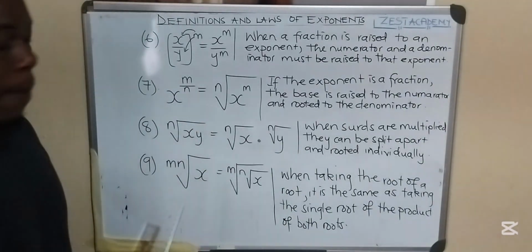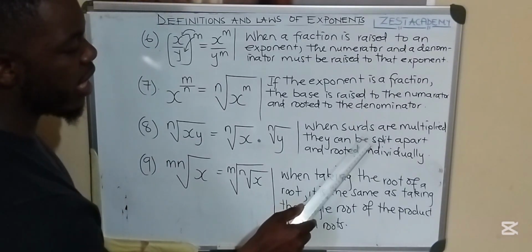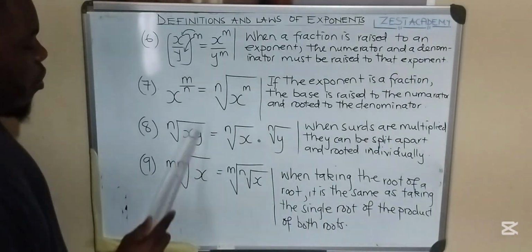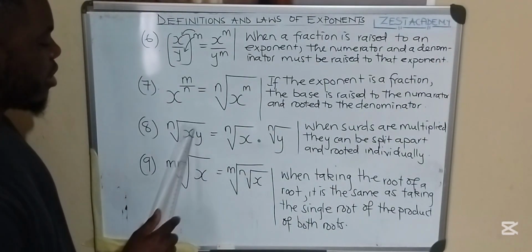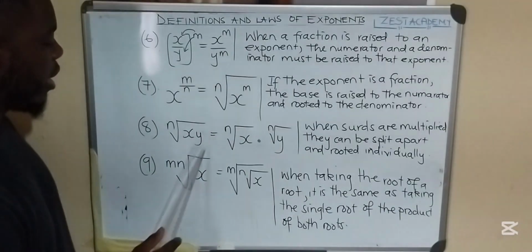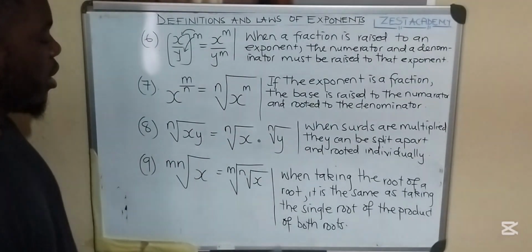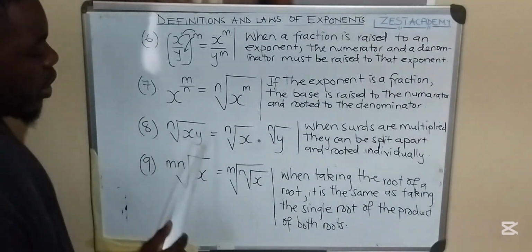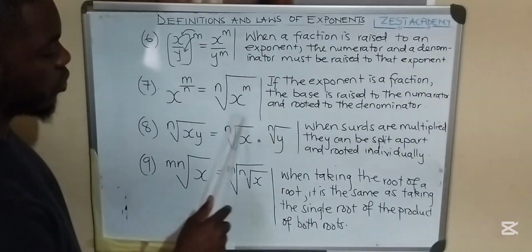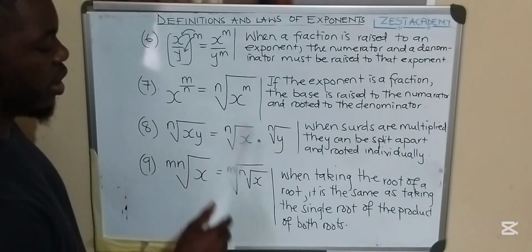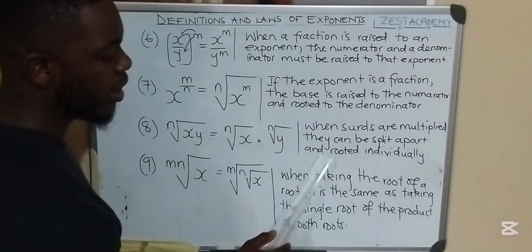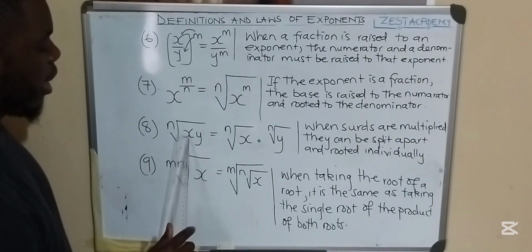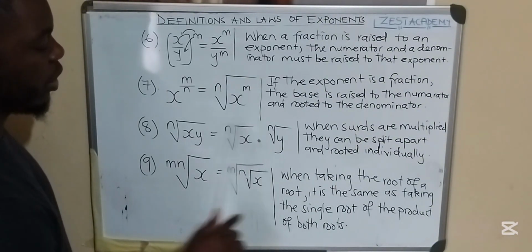Law number 8, when roots are multiplied, they can be split apart and rooted individually. Let's say this is 12. 12 can be written as 4 times 3, all that rooted to n. So it means we can write that as square root of 4 times square root of 3. So that's what they mean here. When roots are multiplied, they can be split apart and rooted individually. So you can see that we split x and y and we rooted them individually.